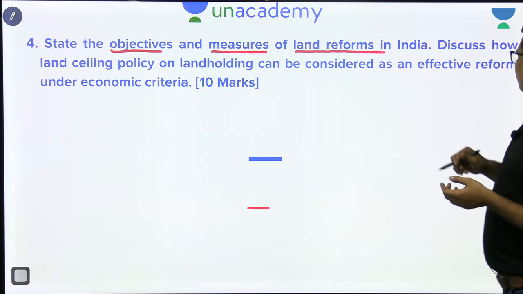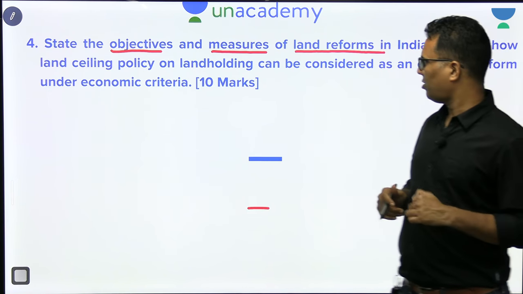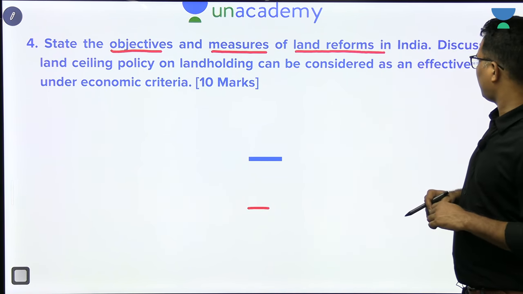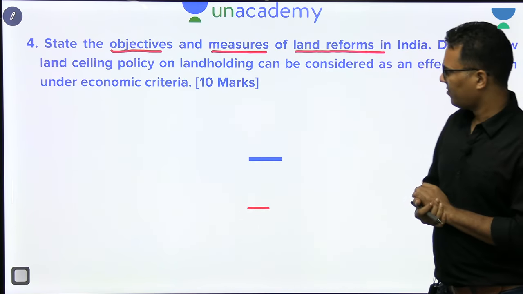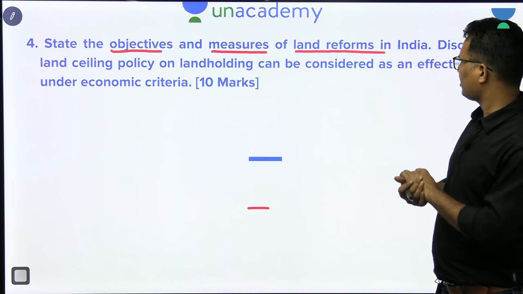Second part is very interesting. Discuss how land ceiling policy on land holding can be considered as an effective reform under economic criteria. Let me just discuss briefly the first part, state the objectives and measures of land reforms.